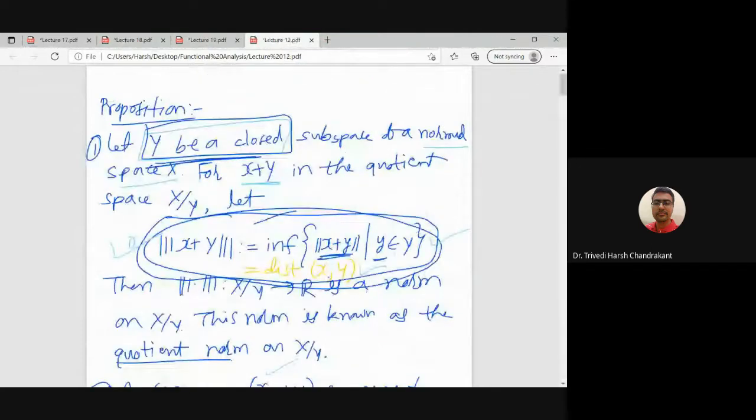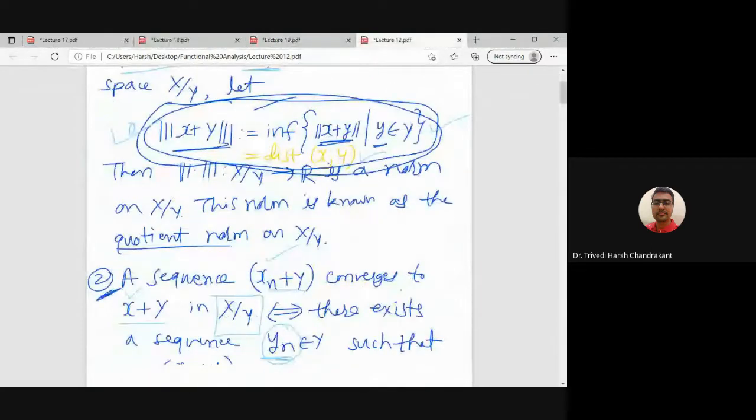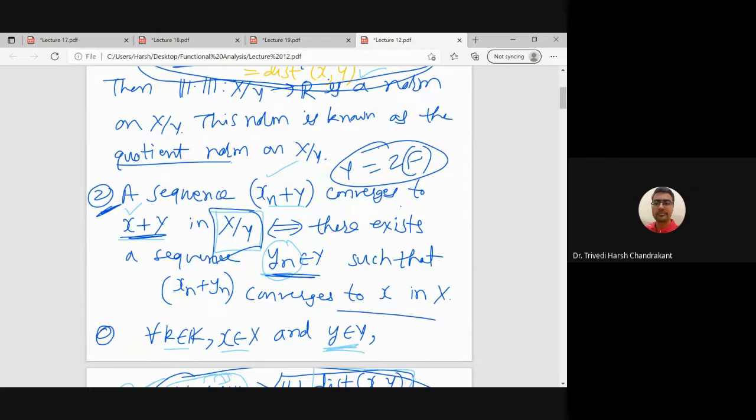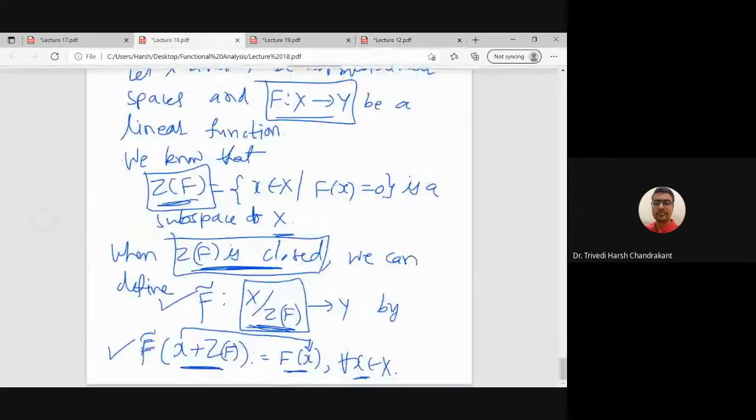we can define this quotient norm, and then we know that whenever a sequence xn plus yn converges to x plus y in the quotient space, so here Y we are taking as the kernel of f, that is the closed subset. So that means xn plus kernel f converges to x plus kernel f in X quotient kernel f if and only if there exists a sequence yn in the kernel of f such that this converges to this one. So let us rewrite this result somewhere here.